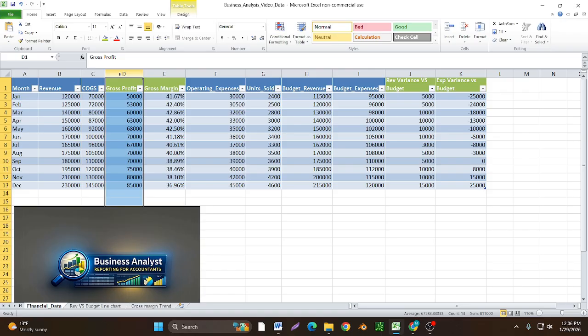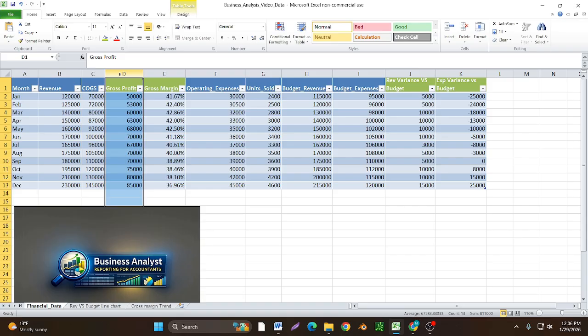Topic 2, cost behaviors, fixed versus variable thinking. Now let's think about operating expenses. Some costs change with activity, some don't. Variable costs move with units sold, fixed costs stay mostly stable short term. If sales drop but fixed costs stay the same, profit falls faster than revenue. That's why high fixed cost companies are riskier in downturns.